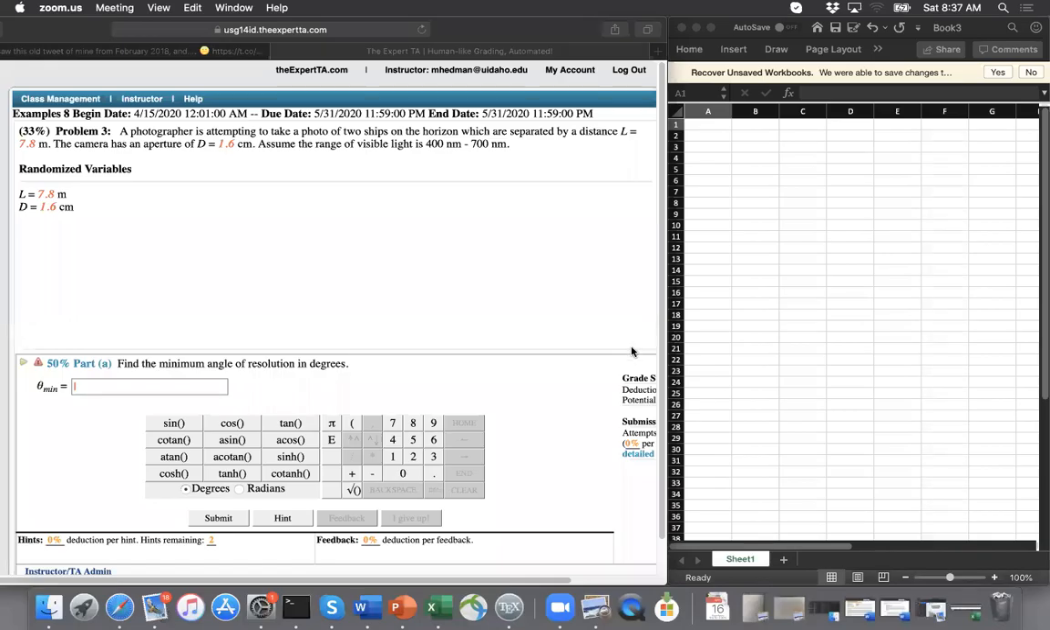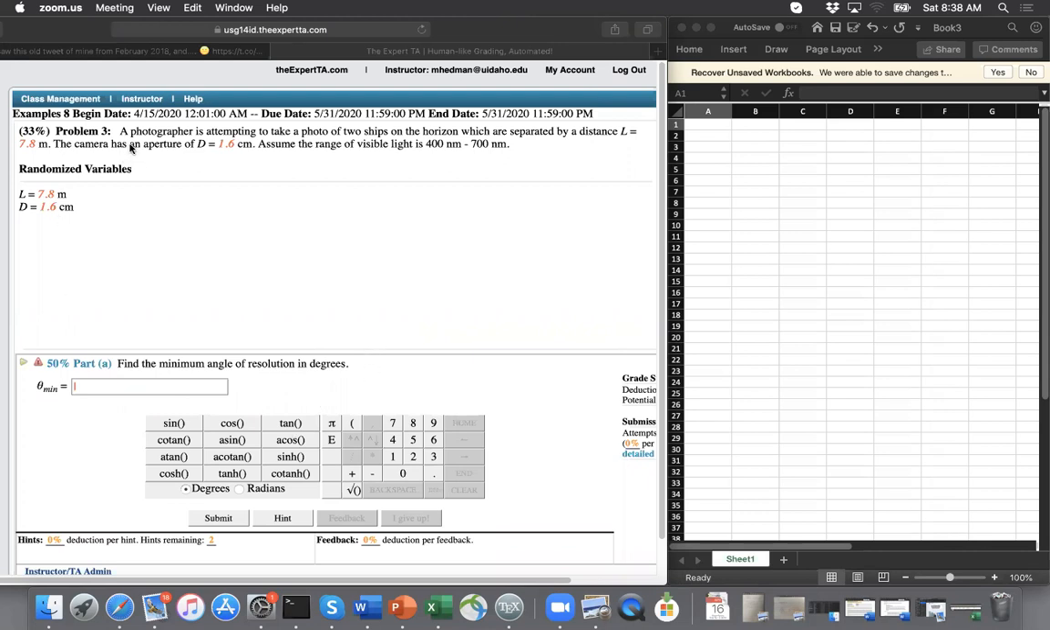Okay, so hi everybody. In this video, I want to show you how to approach problems that have to do with figuring out the limiting resolution of various optical systems. You got a couple of these on your homework assignments, so I just wanted to show you how you approach those sorts of things today.